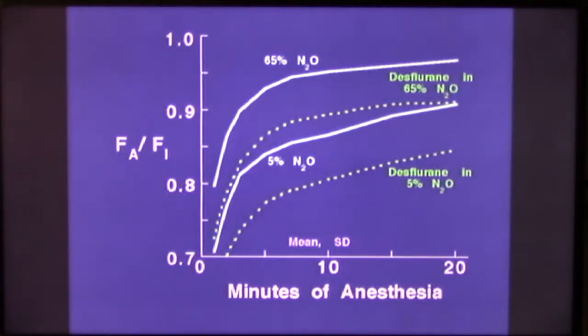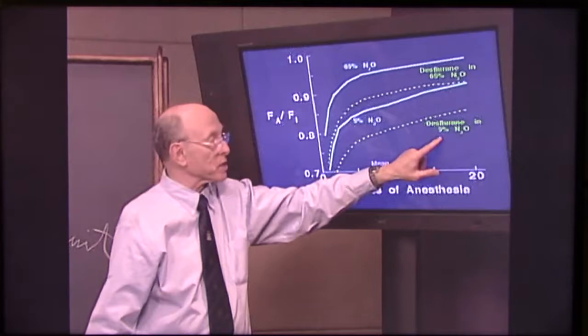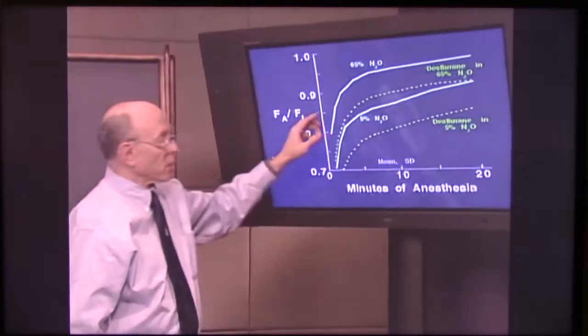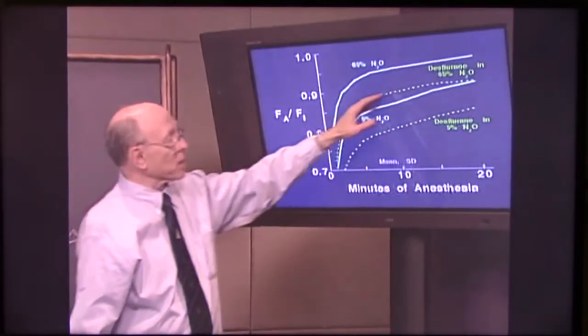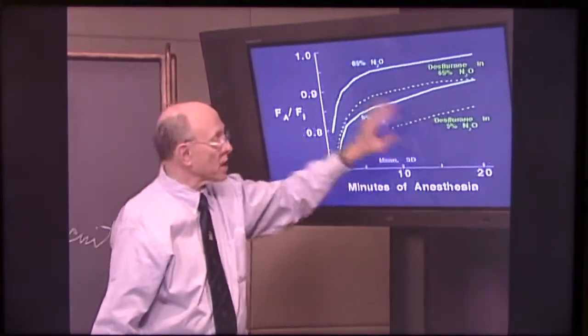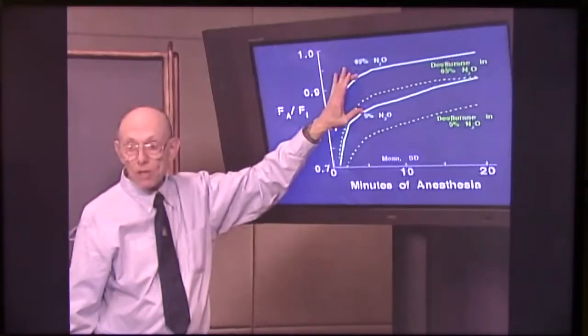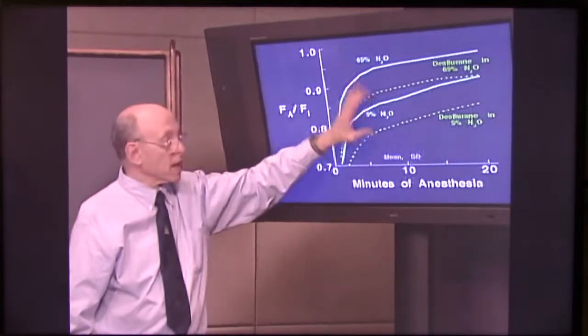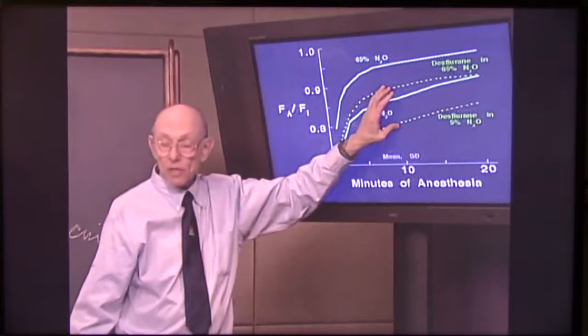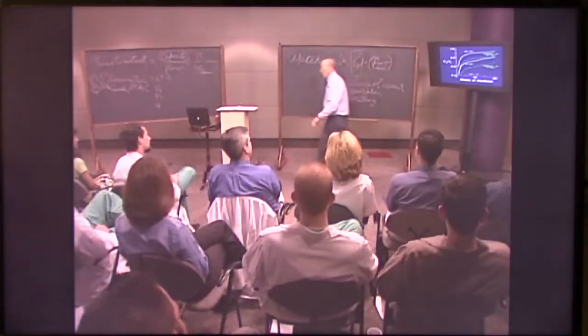Desflurane, at about 4%, was given in both of these cases. It was given with the 65% nitrous oxide and with 5% nitrous oxide. And when it was given with 65% nitrous oxide, the rise was more rapid than when it was given with 5% nitrous oxide. This illustrates the concentration effect, that is, the greater rate of rise of nitrous oxide with a higher concentration. And this illustrates the second gas effect, the more rapid rise of the desflurane when it was given with 65% nitrous oxide.